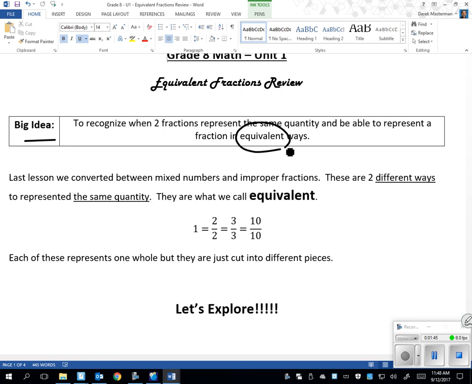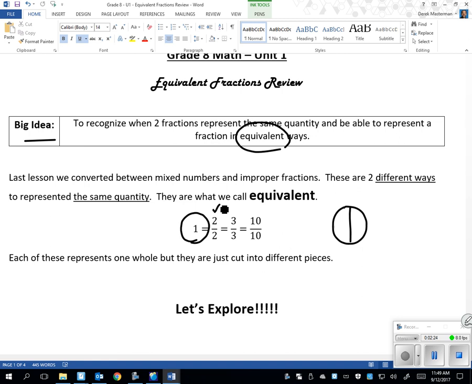Two things are equal. So, last lesson we converted between mixed numbers and improper fractions. In fact, we actually haven't done that just yet. We'll start working on that today or tomorrow. There's two different ways to represent the same quantity. So if I say I have one whole, maybe I take that one whole and I chop it up into two pieces. I now have two halves, right? That's what this says right here, two halves. I take one whole, I chop it into two pieces, I have two halves.